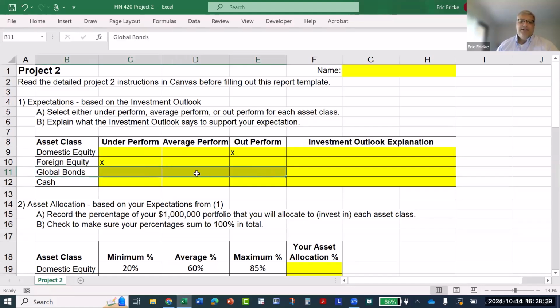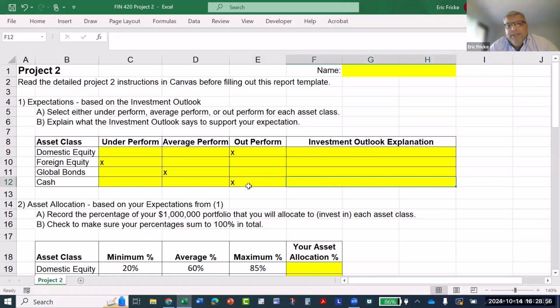Global bonds, just pick whatever the report says. I'm just selecting any number here. Don't take this as the answer, okay? And then same with cash. You have to pick one of the 3 categories that the BlackRock report is estimating for that asset class. Do they think it's going to do really well, or do they think it's going to do really poorly?